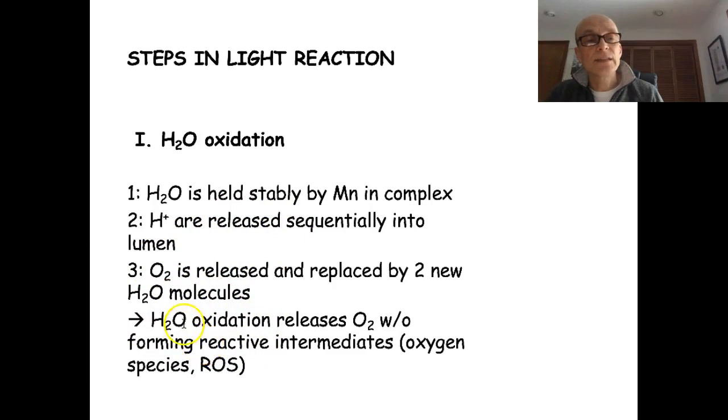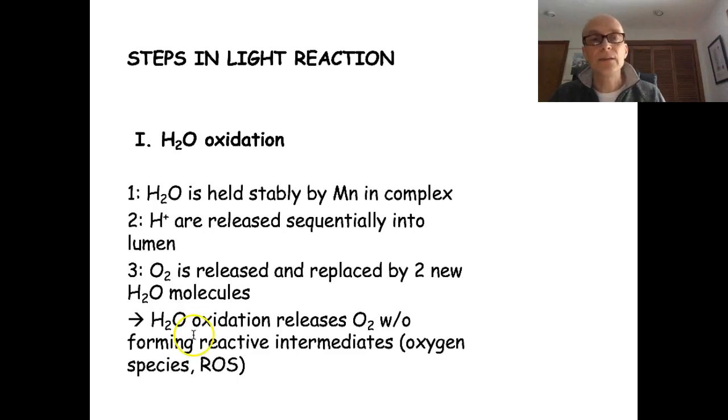And as a summary statement here, water oxidation releases oxygen without forming reactive intermediates or reactive oxygen species. What that means is that if the water were just oxidized without holding the oxygen during this process, oxygen could be released and it could lead to the formation of radicals. You would have an oxygen that is negatively charged by the addition of an electron. That would be an oxygen radical or a reactive oxygen species.